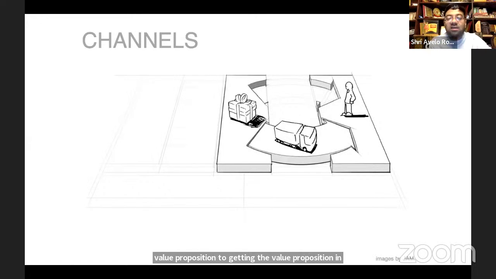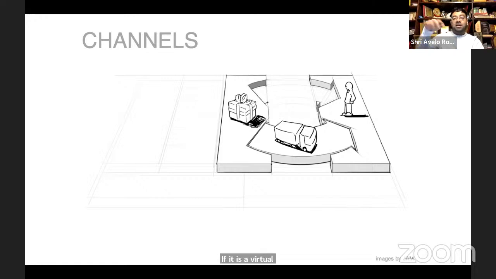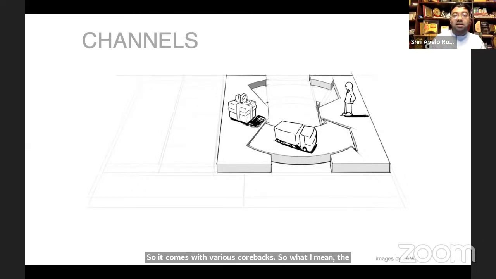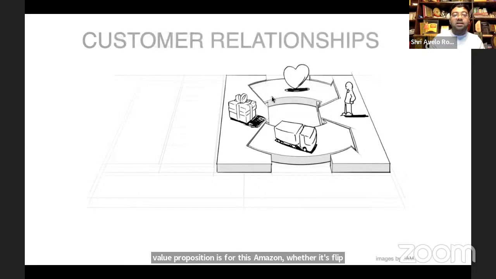Now this distribution channel can be online, offline, retail, right? If it is a virtual product, it's generally like you pay and it gets transferred over to you. So it comes in various formats. So whatever the value proposition is, whether it's Amazon, whether it's Flipkart, whether it's a retail store, whether it's direct shipping, right? Then comes customer relationships.